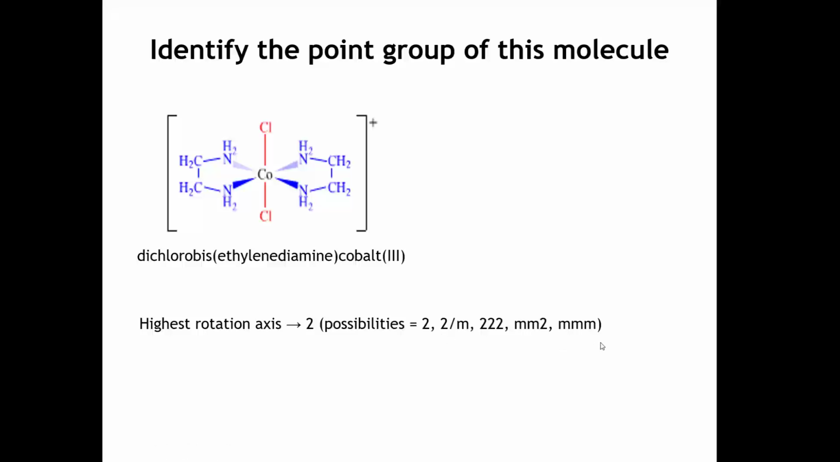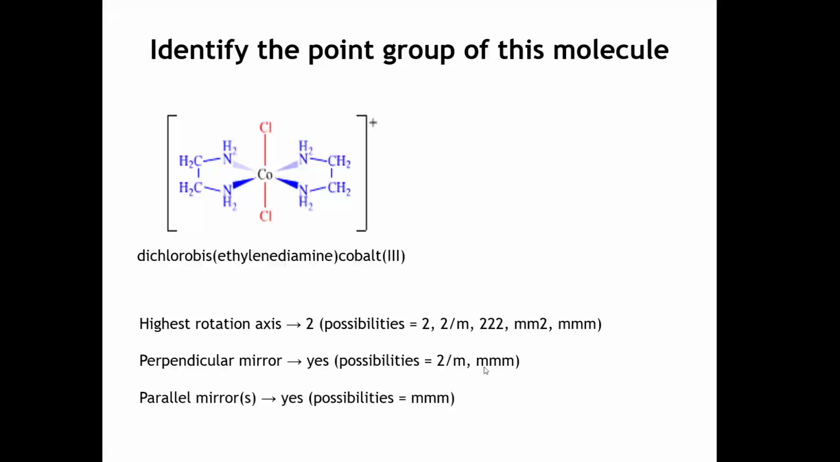The next question we might ask is, is there a perpendicular mirror plane? And once again, you should be able to convince yourself that, yeah, in the plane that contains the cobalt and the backbone of the ethylenediamine, there's going to be a mirror plane. And so if there's a perpendicular mirror, that means we've come down to either 2 over m or mmm. And then the question is, are there any parallel mirror planes? And once again, here the answer is yes.